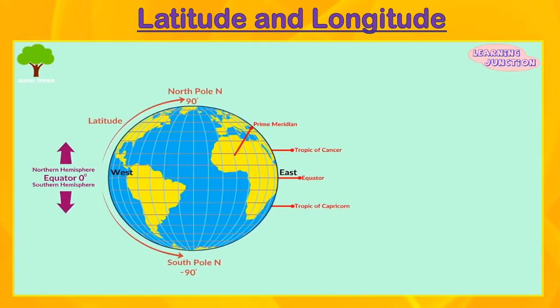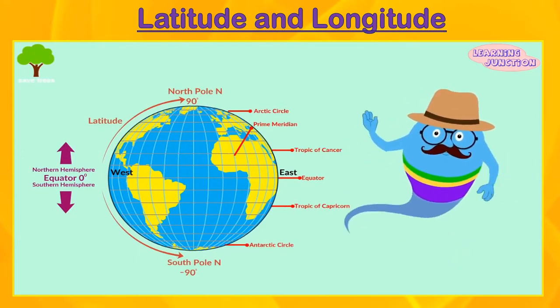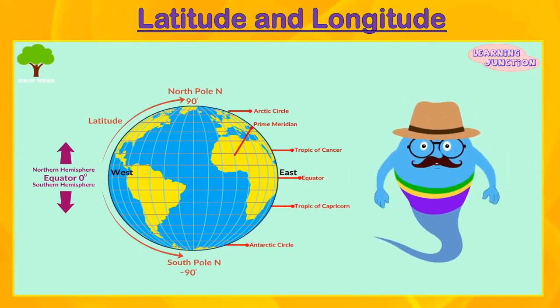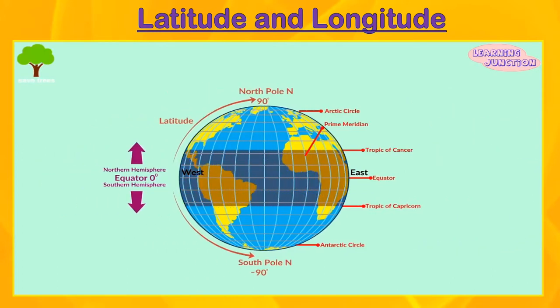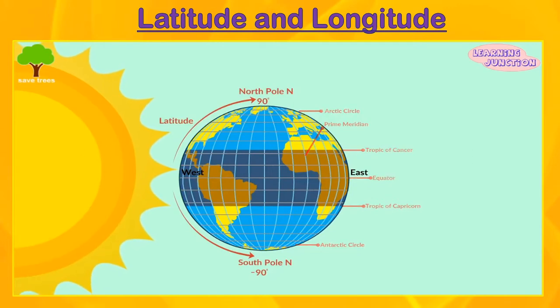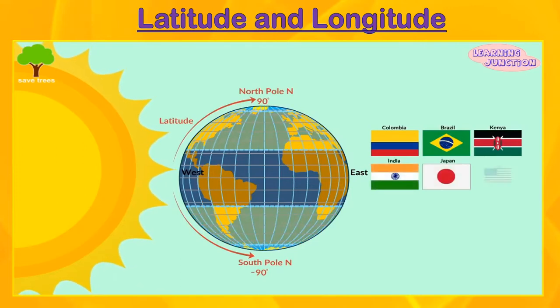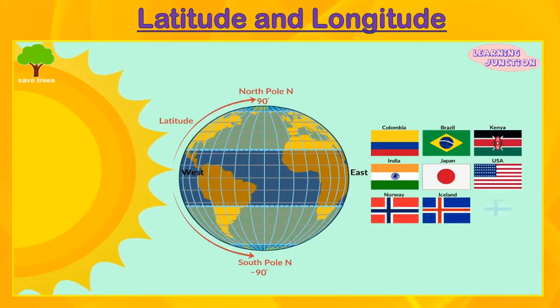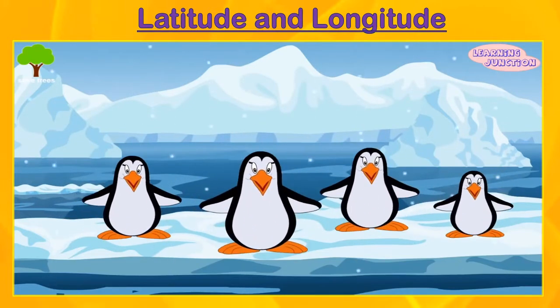Apart from these, the Arctic and Antarctic Circle at 66.5 degrees north and south respectively are equally necessary. These latitudes divide the Earth into the tropic zone, the hottest zone with countries like Colombia, Brazil, Kenya. The temperate zone, the moderate zone with countries like India, Japan, United States of America. And the polar zone, the coldest zone with countries like Norway, Iceland, and Finland. Penguins live in the polar zone's southern hemisphere.